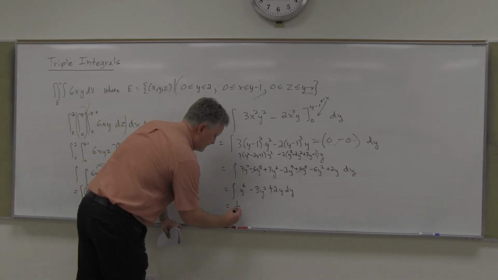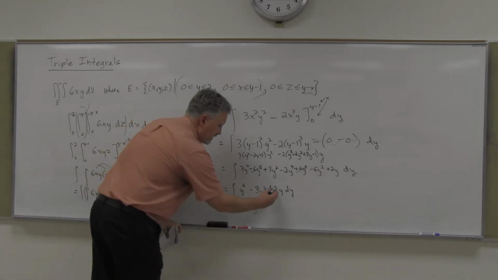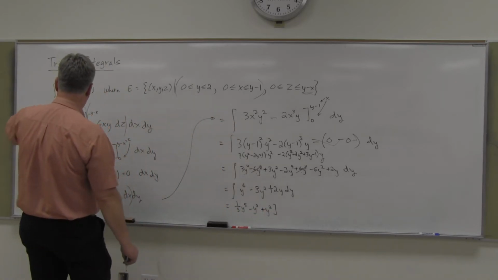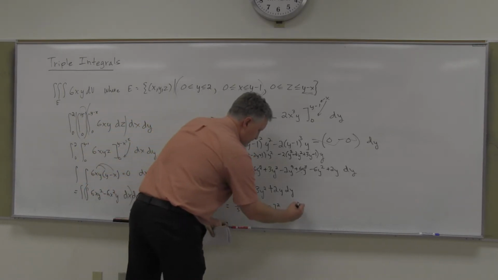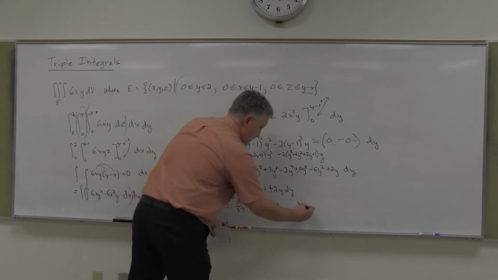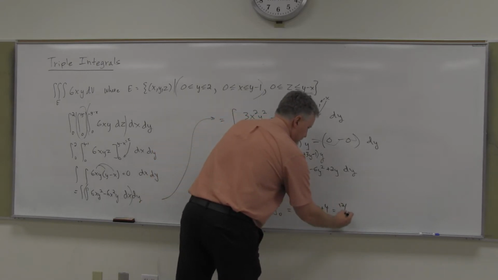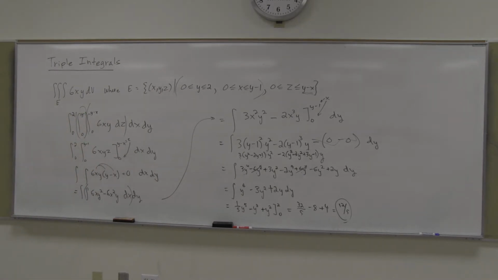1/5 y to the 5th, antiderivative, oh, that's nice, minus y cubed, 3's are going to cancel. And then, oh, 2's cancel, so that's y squared. And the y's were 0 to 2. So you got 1/5 times 2 to the 5th is 32, so 32 fifths minus 8 plus 4. And that, I believe, is 12 fifths. Not too bad, huh? A little bit longer, not too bad.